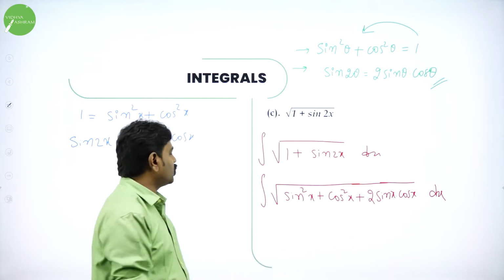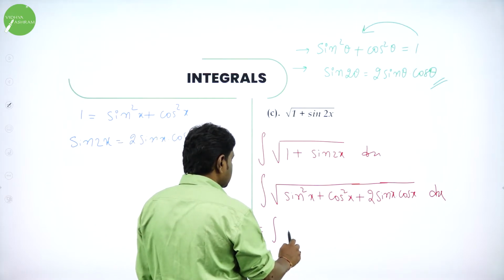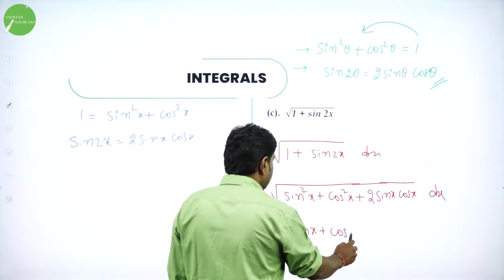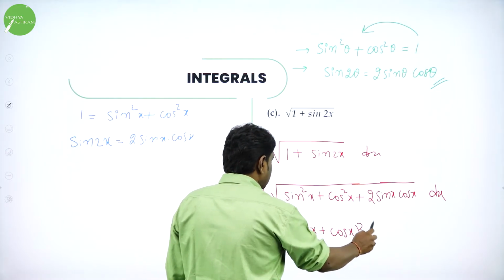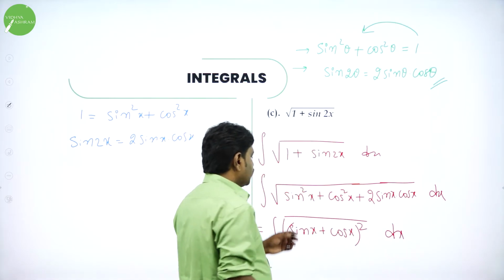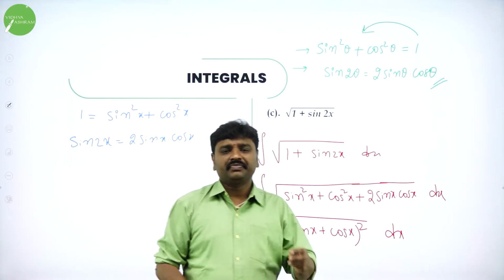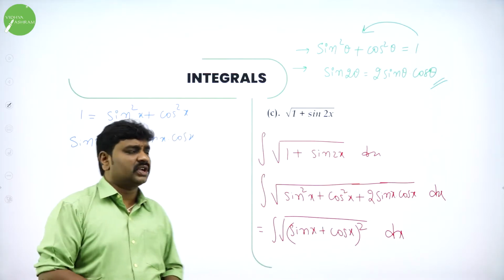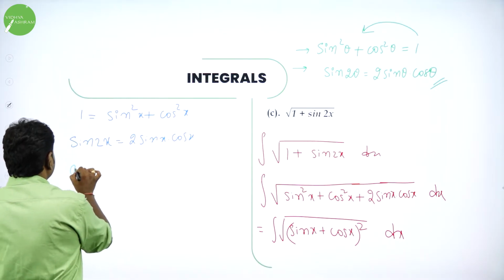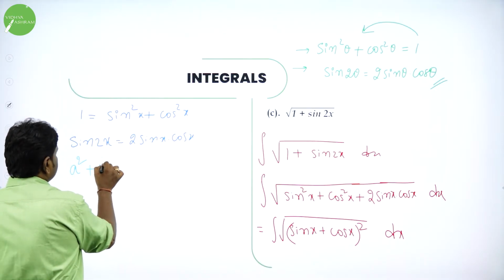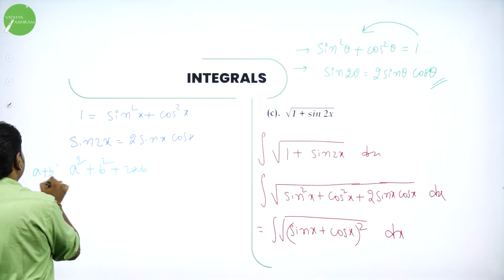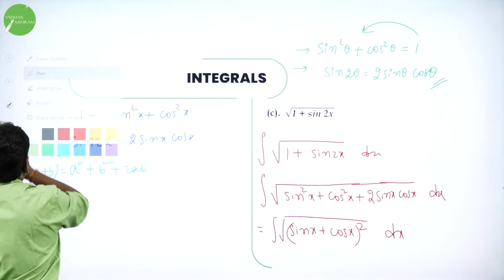A plus b the whole square. So can I write this as sin x plus cos x the whole square under root, and dx as it is? Now this is a square plus b square plus 2ab. A square plus b square plus 2ab is what? A plus b the whole square. You know the formula for a plus b the whole square. So this is what we are using.